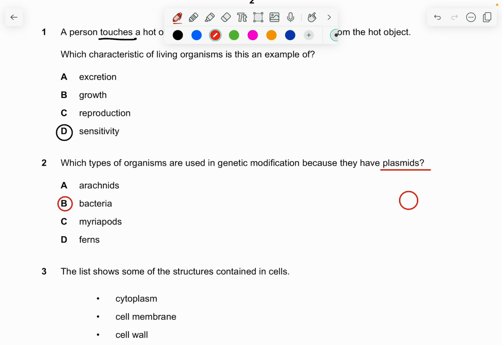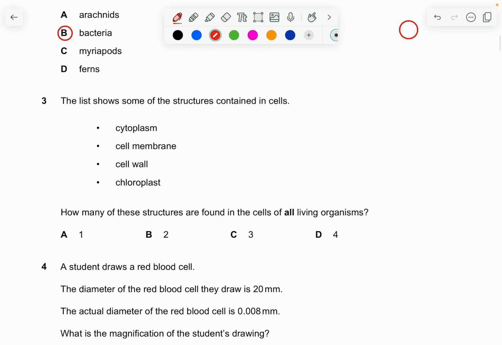So replication is very important in genetic modification. You want to have the highest yield of that specific trait or specific gene that you want to be inside the plasmid. Okay. So question number 3.